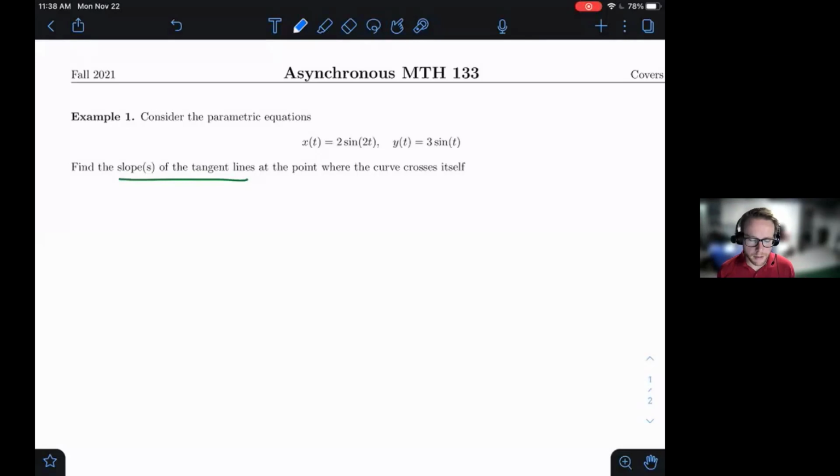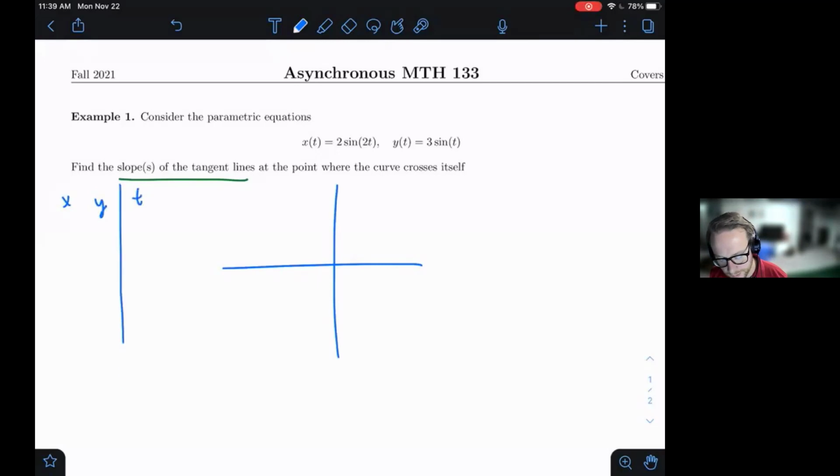All right, so here we are on my iPad, and again, I want to figure out where this curve crosses itself by hand. One really good way you could go about doing this is by sketching the curve. We know now, using our 10.1 knowledge, we can make a couple of tables and go about it that way. Let me do my x's, my y's, and of course my t's. Maybe I should have put my t's out front.